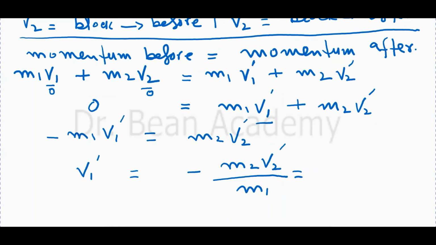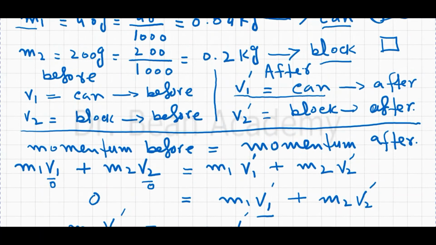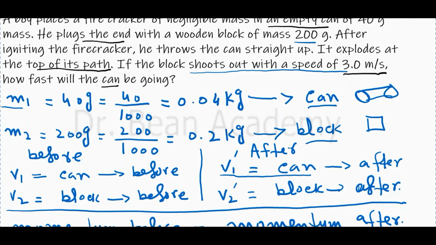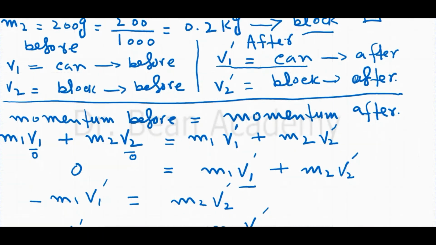Now we need to plug in the values, and you will find the velocity of the can after the explosion, because m1, m2, the relevant masses are already given. v2 prime, the velocity of the wooden block after the explosion, is also given. Let me show you in the question that it says the block shoots out with a speed of 3 meters per second. So this is actually v2 prime, because we defined v2 prime as the velocity of the block after the explosion. So just remember this value.